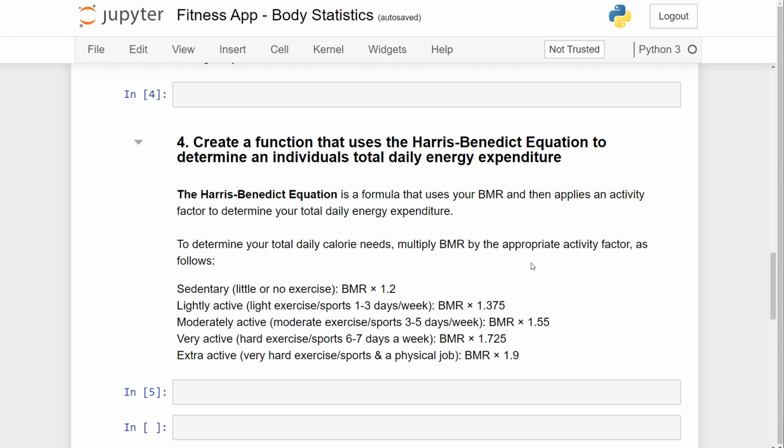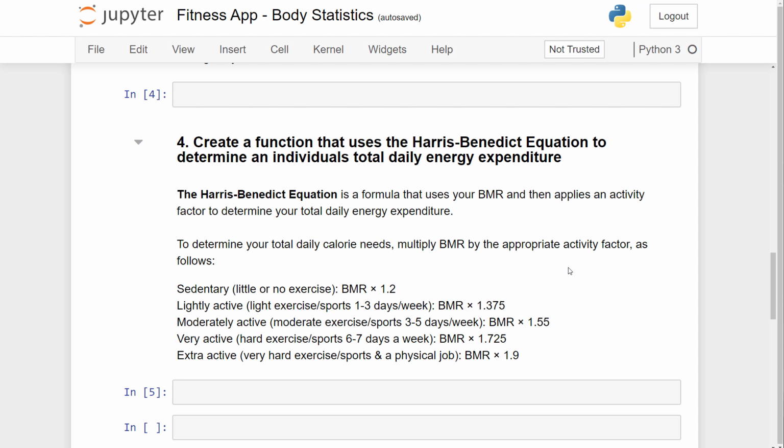Very active people will need to multiply by 1.725, and if someone is extra active, i.e. they have a physical job and they do very hard exercise 6 to 7 times a week, maybe twice a day, we need to multiply their BMR by 1.9.